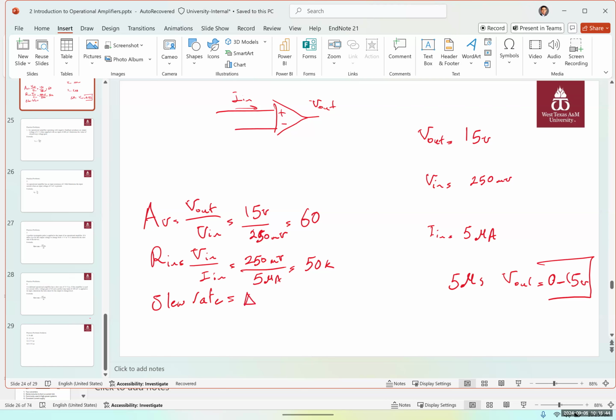And so slew rate is going to be delta V over delta T. It's going from 0 to 15, so delta V would be 15 volts divided by 5 microseconds. It's going to be 3 volts over 1 microsecond.